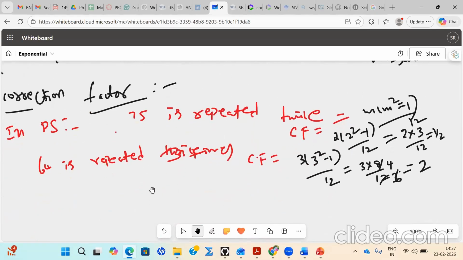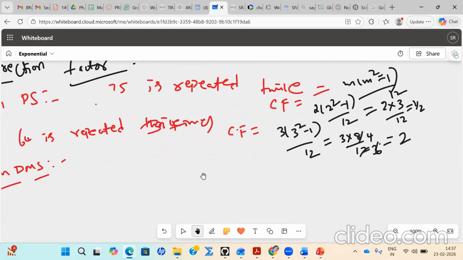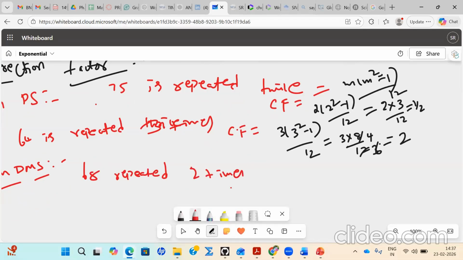Next, calculate for DMS also. In the same way, write for DMS. Which numbers are repeated in DMS? 68 repeated. How many times? 2 times. Okay, 2 times. Calculate in the same way.